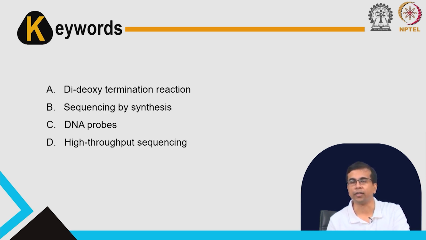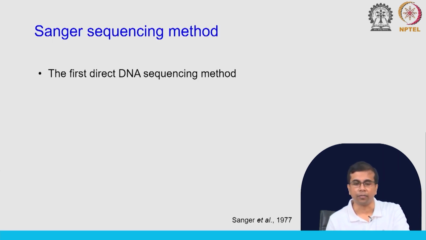These are the keywords we will come across: dideoxy termination reaction, sequencing by synthesis, DNA probes and high throughput sequencing. So, Sanger sequencing, this is the first direct sequencing method that was proposed in 1977, and for that there was a Nobel Prize because this method had so much impact, which allowed us to actually first look at the bases of DNA molecules, right.